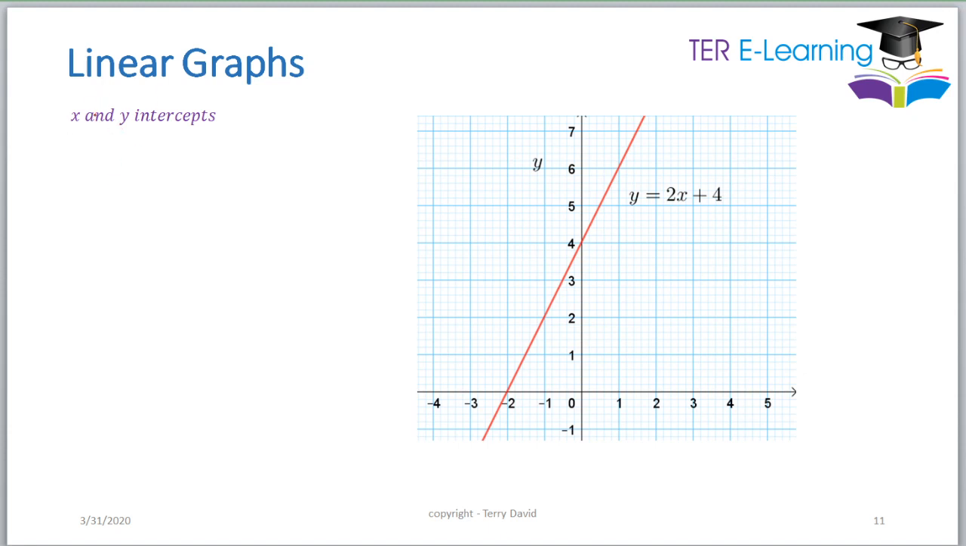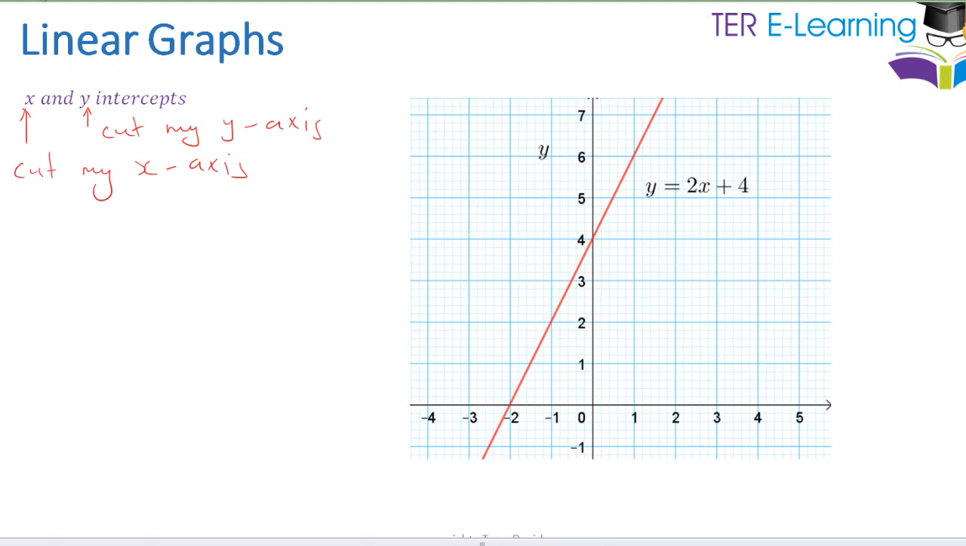We have something called my X-Intercept and my Y-Intercept, right? Now my X-Intercept is where do I cut my X-axis? That's what that means. My Y-Intercept is where do I cut my Y-axis. Right? So those are 2 terms that you need to know. Something called my X-Intercept and my Y-Intercept, right?